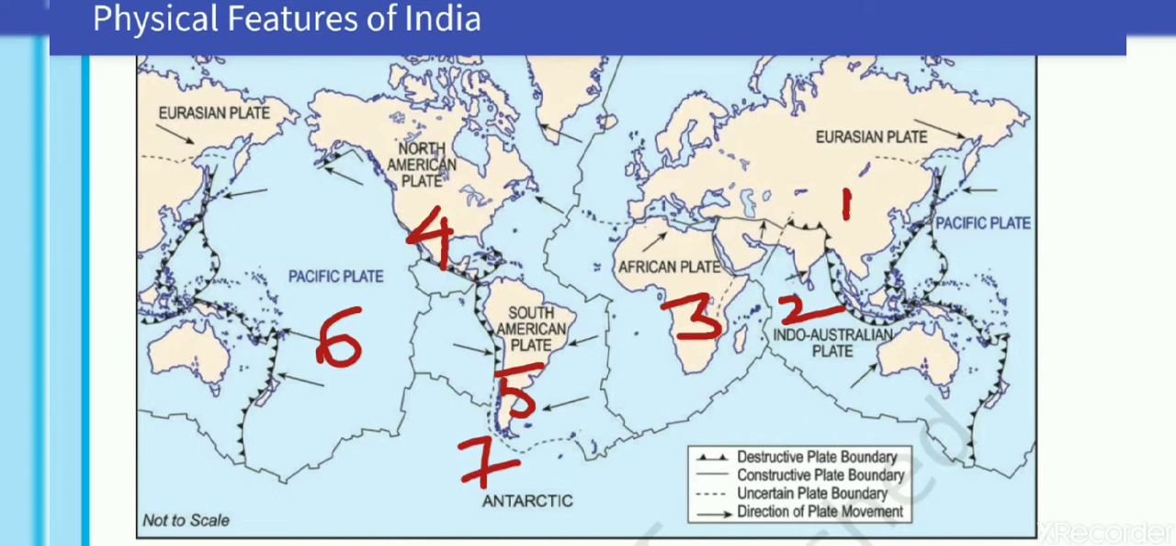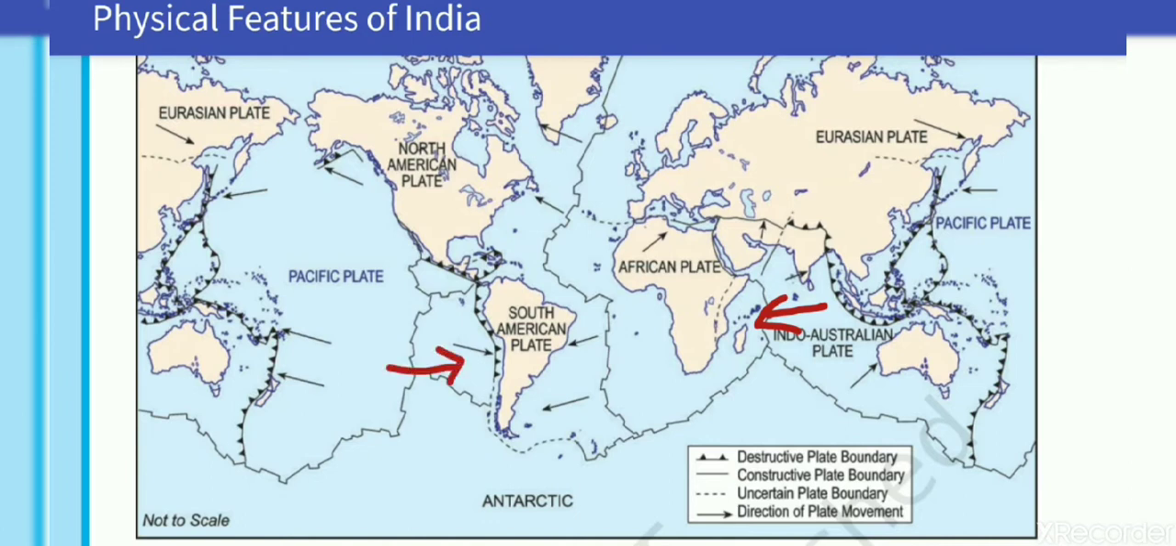As I mentioned, there are some minor plates also. So let us find out those minor plates. The first one is Somali plate. It is east of Africa. Here it is. Second one is Nazca plate in the eastern Pacific Ocean. This one. Third one is Amurian plate in eastern Asia. This one.